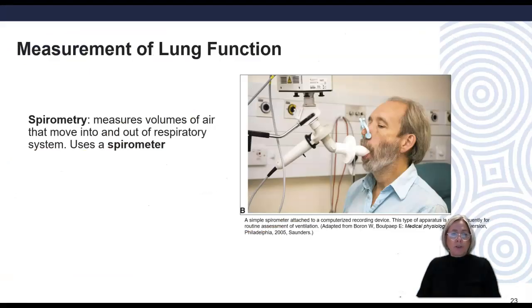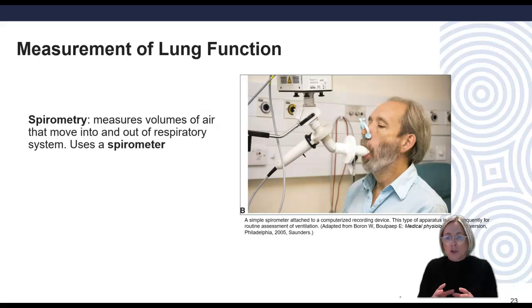Spirometry measures volumes of air that move into and out of the respiratory system. And funnily enough, it uses a piece of equipment called a spirometer, which is what you're looking at here. We have a man hooked up to a spirometer, and this is attached to a computerized recording device. So it's kind of a diagnostic device that measures the amount of air you're able to breathe in and out and the time it takes you to exhale completely after you take a big deep breath.